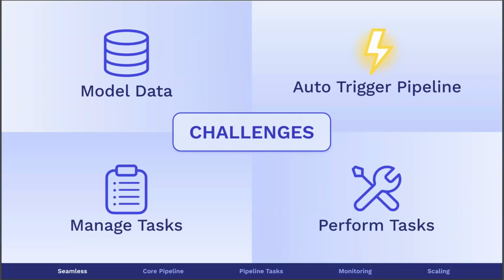First, we needed to determine how to model and store pipeline data. Next, we investigated how to automatically trigger the pipeline when specific events occur. Then we had to find a way to manage pipeline tasks. And finally, we needed to figure out how to perform these tasks. Now we'll give a brief overview of the architecture we used to address these challenges, and afterward, we will look at them in more detail.